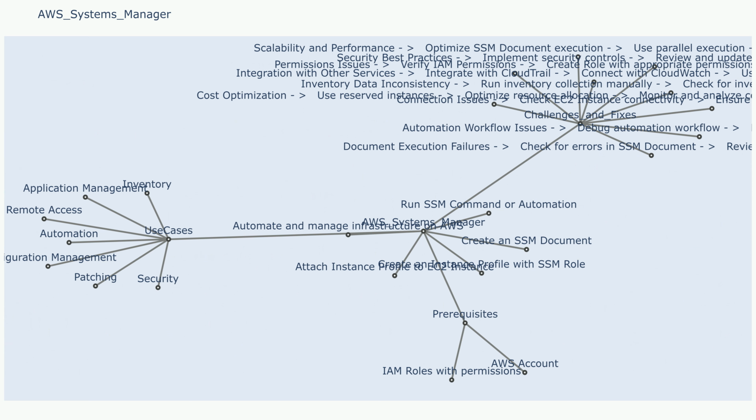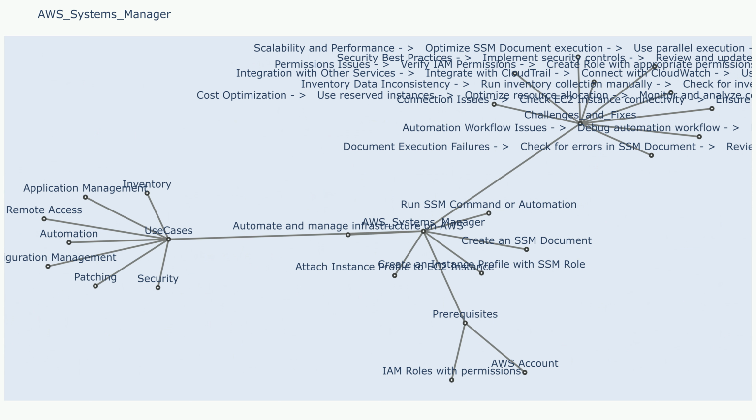Leverage the parallel execution capabilities of SSM to distribute work across multiple instances. Configure appropriate resource limits, such as concurrent execution limits, to prevent performance bottlenecks.